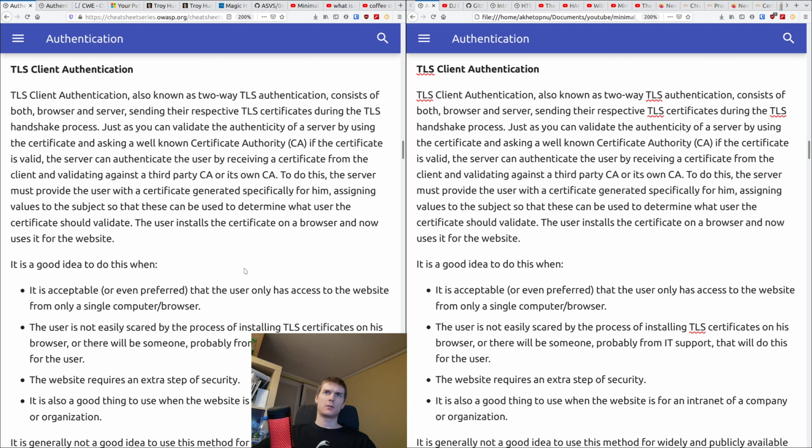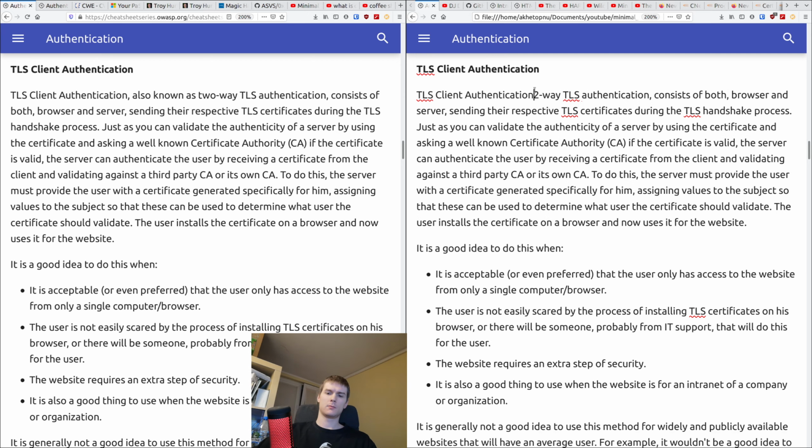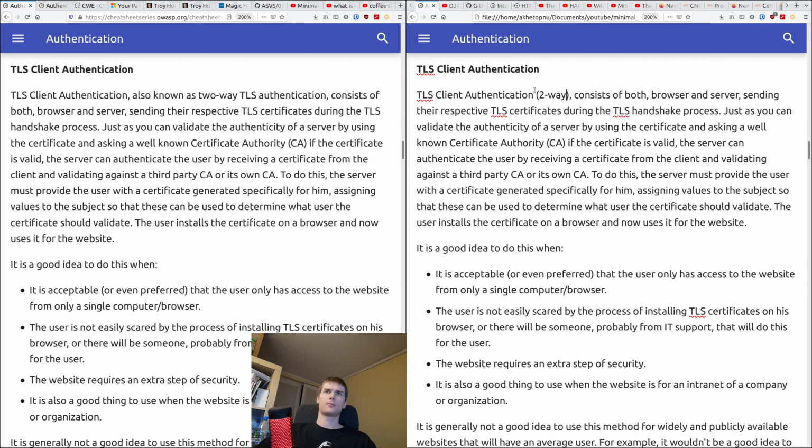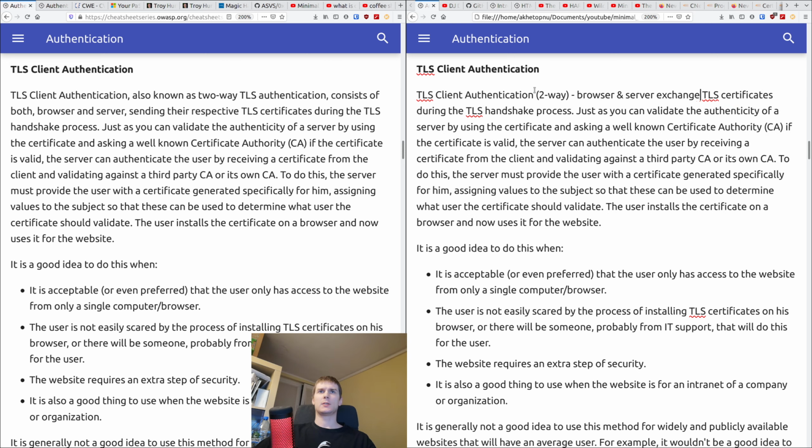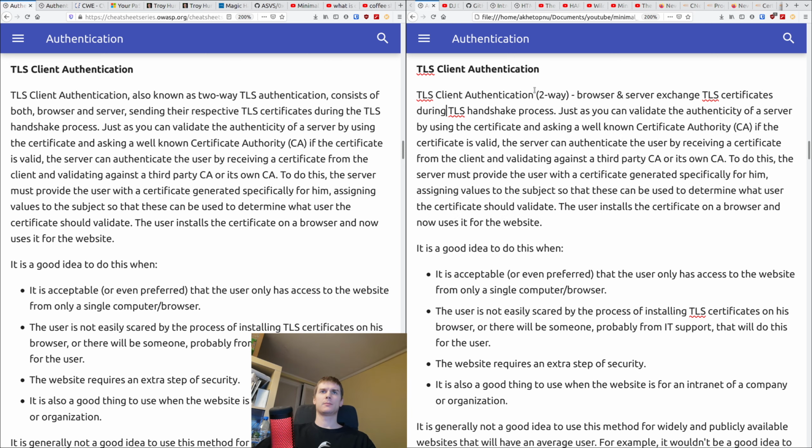TLS client authentication, also known as two-way TLS authentication, consists of both browser and server exchanging TLS certificates during the TLS handshake process. Just as you can validate the authenticity of a server by using the certificate and asking a well-known certificate authority if the certificate is valid.